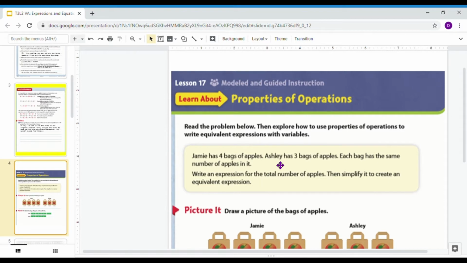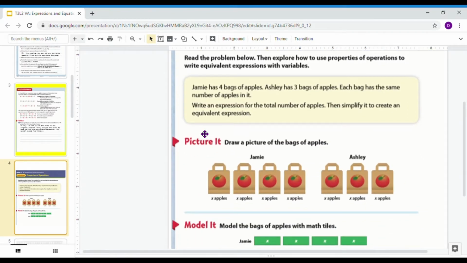So Jamie's got 4 bags of apples and Ashley has 3 bags of apples. Each bag has the same number of apples in it. After this problem, we're going to write the expression and then simplify it to create an equivalent expression. The first thing that iReady always has you do is draw a picture, and it's super helpful. When you can connect words to a diagram and then to the overall math and equations, it really makes more sense in your head.